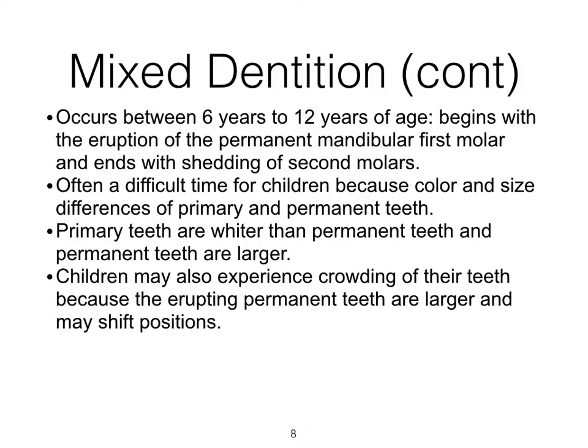This can be a difficult time for children because of the obvious color and size differences of primary and permanent teeth. Primary teeth tend to be wider, and of course permanent teeth are a little bit bigger. Children may also experience crowding of their teeth. Since permanent teeth are larger, they have to shift to get into position if there's not a lot of space for them.